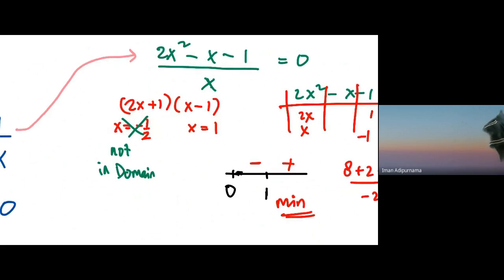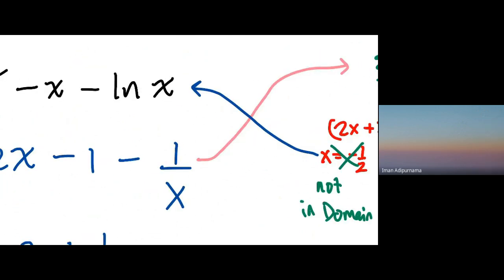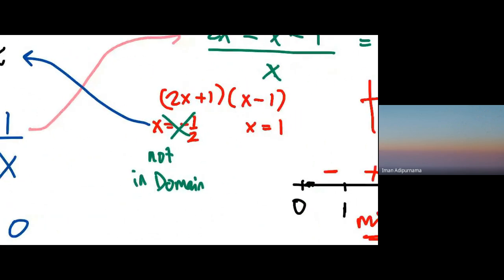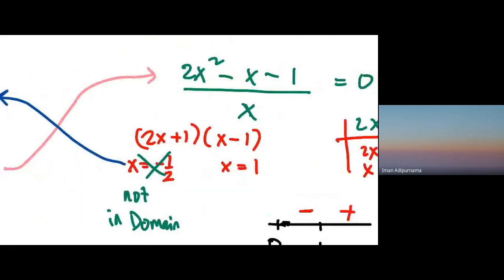If you look here, the original function has ln, right? And ln cannot take a negative input, right? So that's why this solution is not in the domain. So our x is only 1. So it should be 0 and 1, and 0 probably has an asymptote, right? Because this form here is not equal to 0.